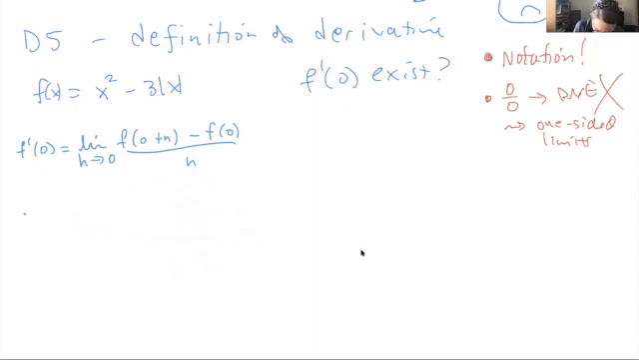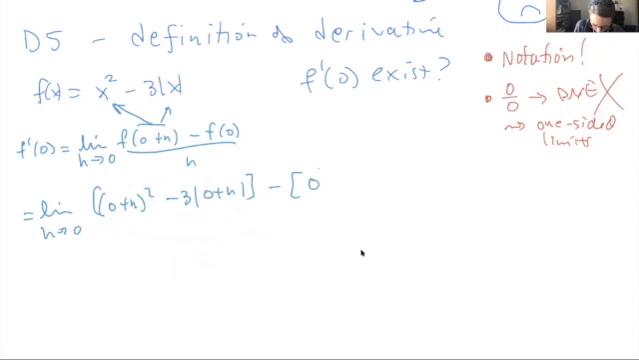Okay, and so then we can go ahead, limit as h approaches 0. And we could take 0 plus h and plug that in for x in both places. So I get (0 plus h) squared minus 3 times the absolute value of (0 plus h) minus [0 squared minus 3 times the absolute value of 0] all over h.